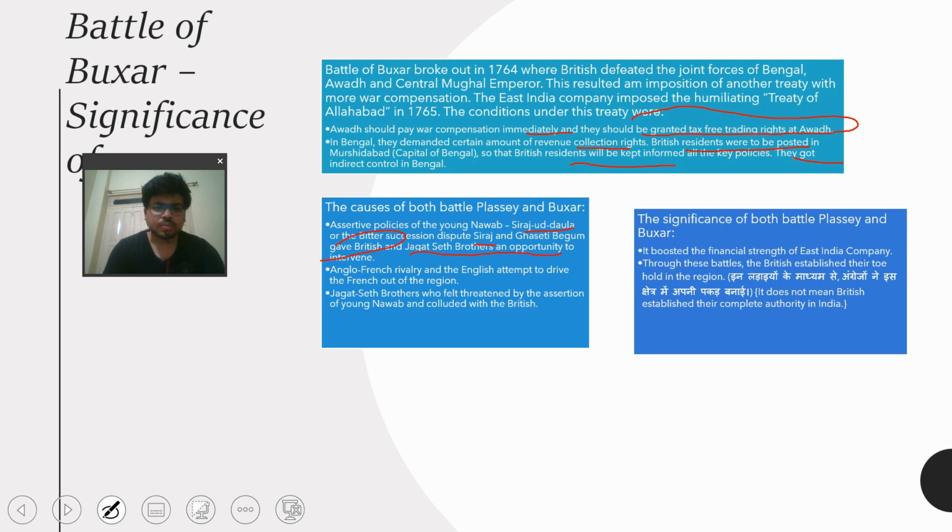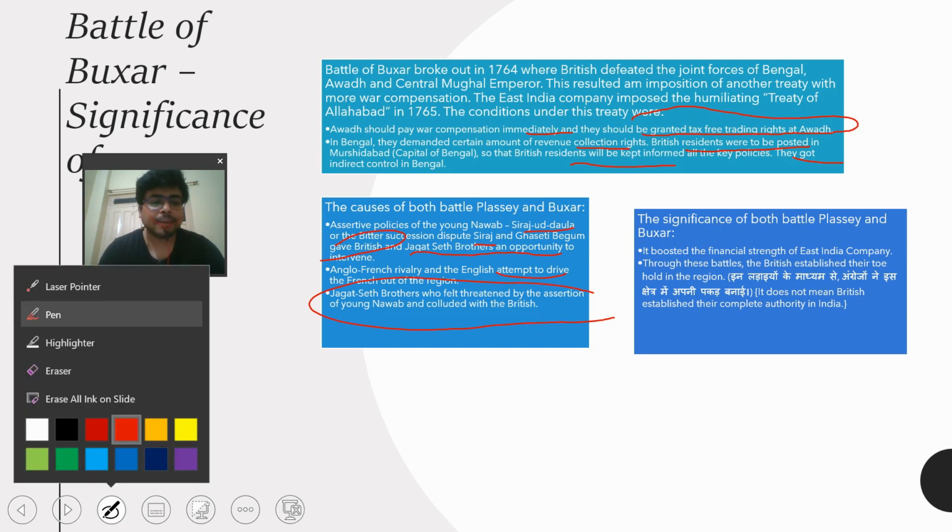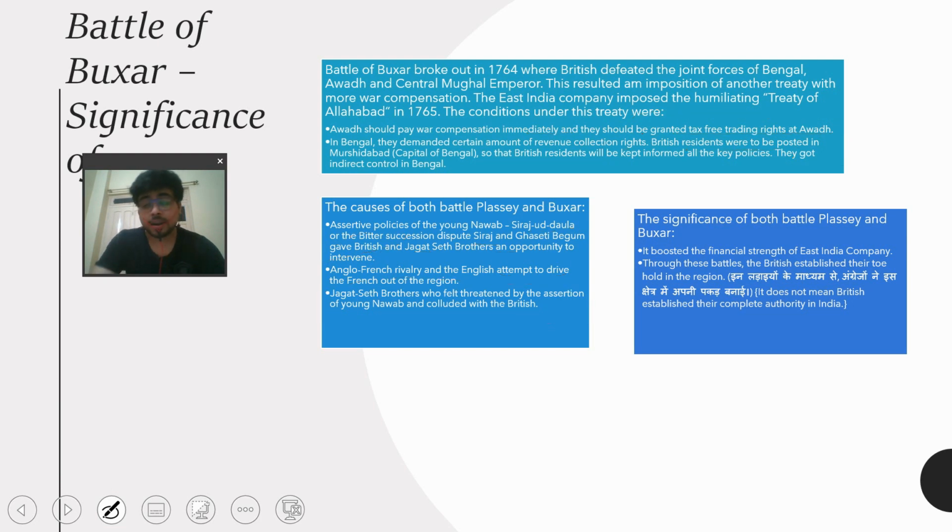Anglo-French rivalry and the English attempt to drive the French out of the region. They wanted to kick the French out of that region to get a monopoly on trade. The Jagat Seth brothers felt threatened by the accession of the young Nawab, and colluded with the British. Because he was not complying with policies that might benefit the Jagat Seth brothers, the Jagat Seth brothers joined hands with the British.